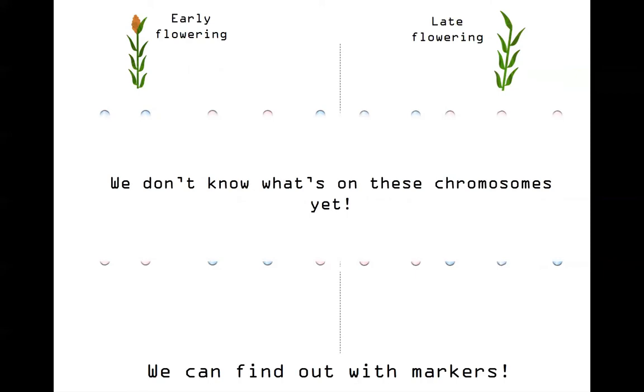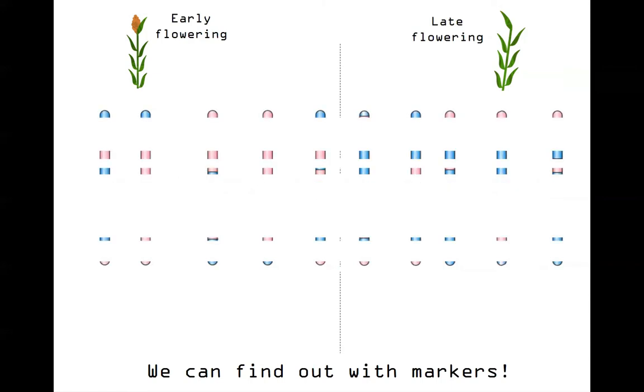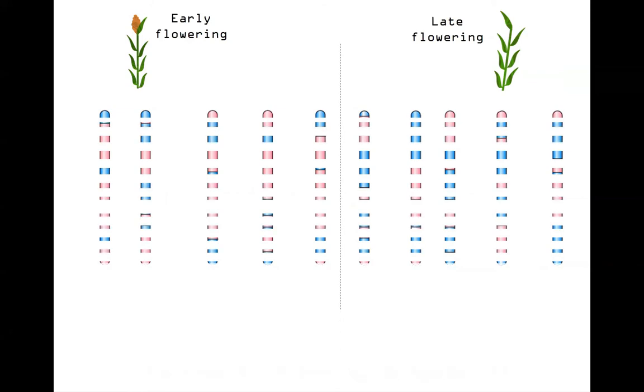We can find out with markers. Okay, so if we check a few markers, we might see something like this. Again, the more markers you have, the more that you can see. So you can see a lot of stuff here. But our question now, we've got a visual on what's happening. We've got phenotype sorted out. What the heck are we looking for?